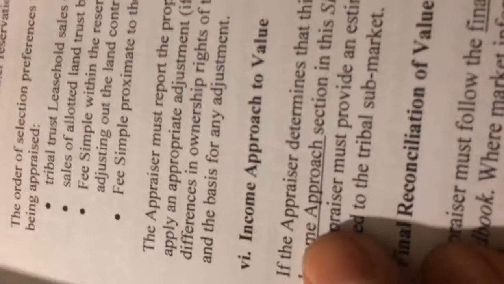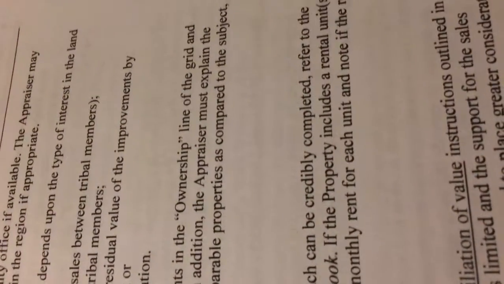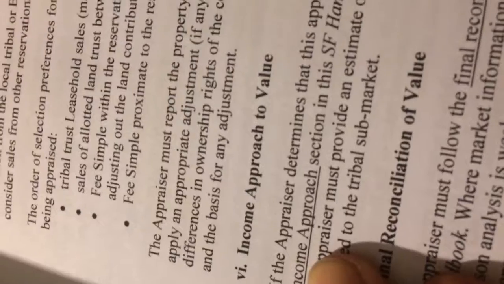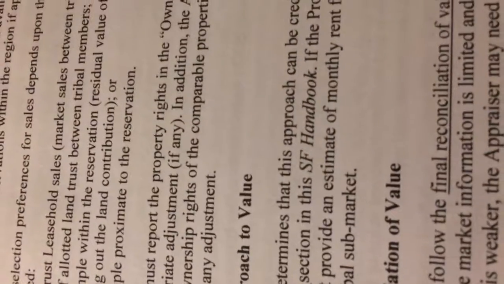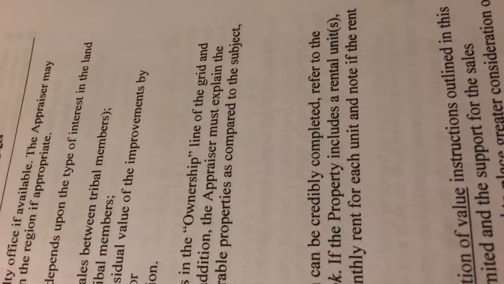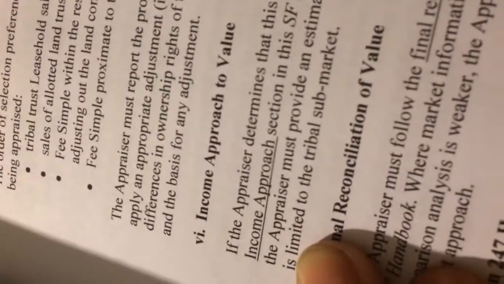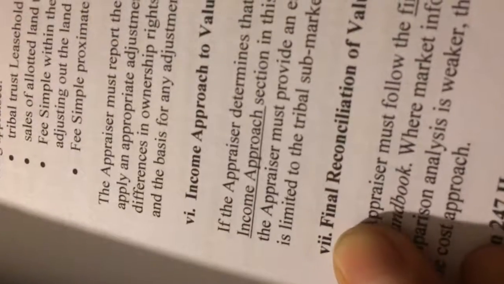Income approach to value. If the appraiser determines that this approach can be credibly completed, refer to the income approach section in this SF handbook. If the property includes a rental unit or units, the appraiser must provide an estimate of monthly rent for each unit and note if the rent is limited to the tribal submarket.